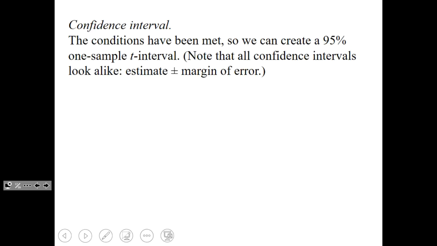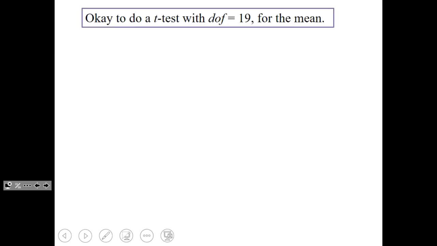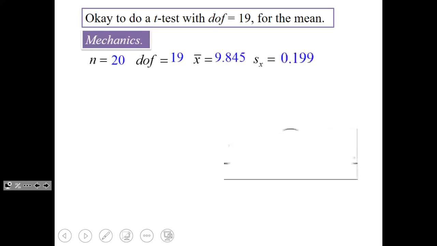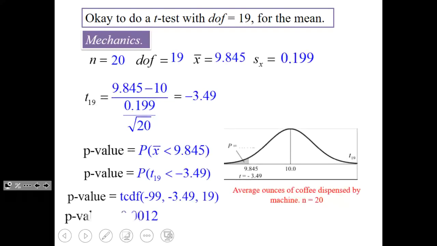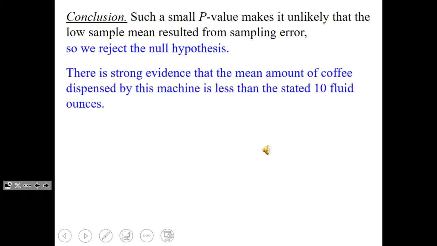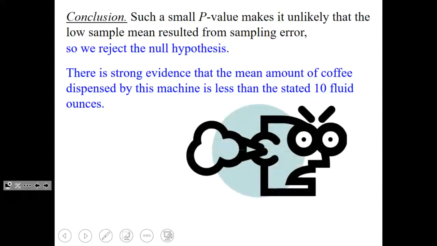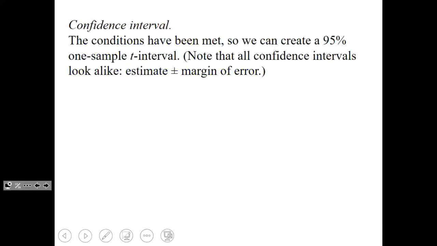Okay, so when we finished off, we had just finished our question about our coffee maker. Let's get back up to that. We found our p-value was very low, so we did in fact reject the null hypothesis. We found there was strong evidence the mean amount of coffee dispensed by the machine was less than 10 fluid ounces. And that would tell us that we go into doing a confidence interval in order to find out what we think the mean average amount of coffee being distributed is.